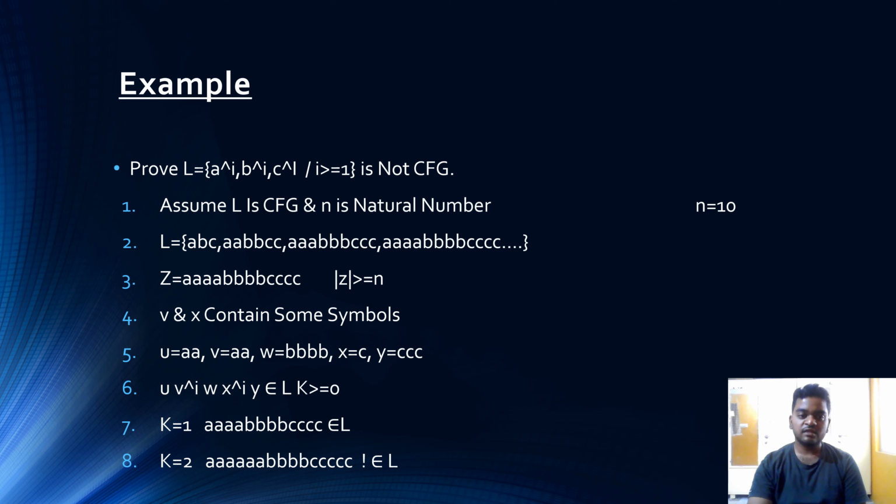v and x contain some symbols. u is equal to AA, v is equal to AA, w is equal to 4 Bs, x is equal to C, y is equal to 3 Cs. u v power k w x power k y belongs to L, for k greater than or equal to 0. K is equal to 1 contains 4 As, 4 Bs, 4 Cs, equal to L, whereas K is equal to 2 contains 5 As, 4 Bs, 5 Cs, not equal to L.